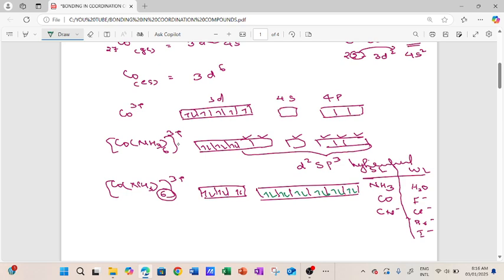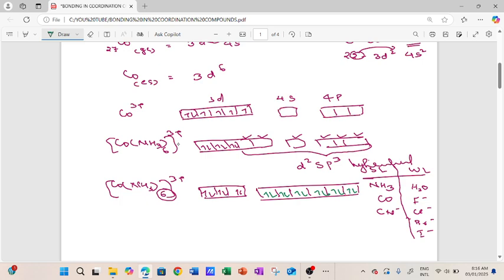So here I have marked 12 electrons. These 12 electrons are coming from ammonia only. As a result, 6 coordinate bonds are formed between cobalt and ammonia. So the molecule is being formed. This is how the molecule is formed.